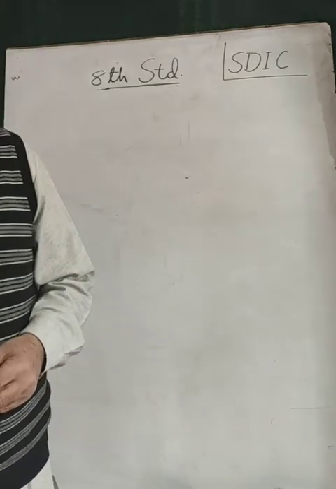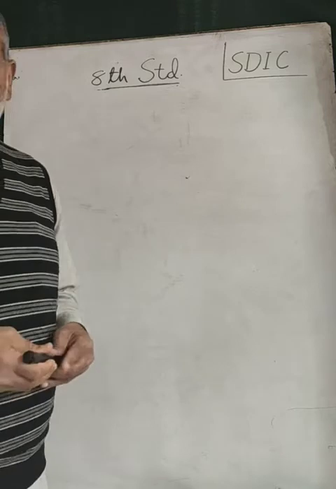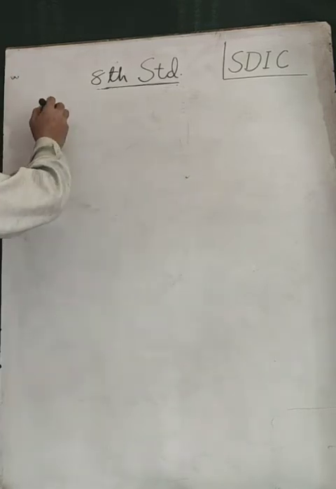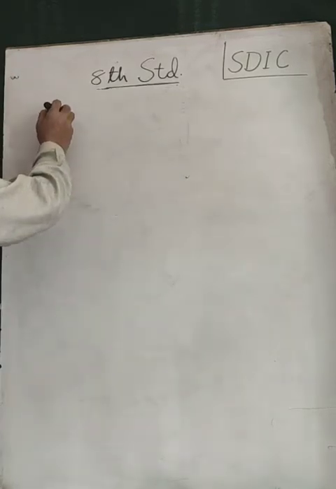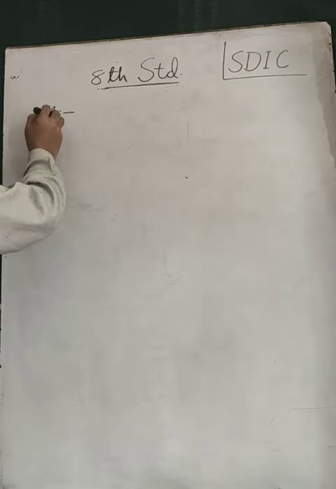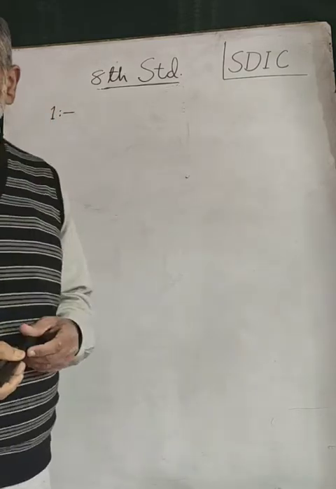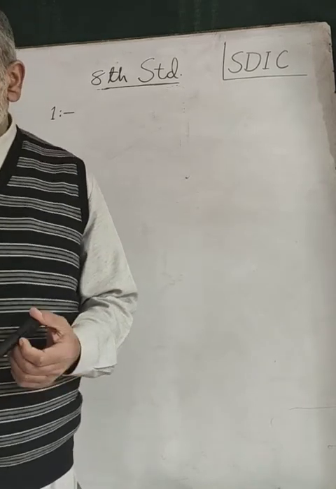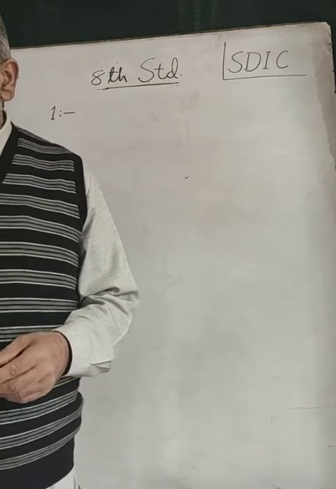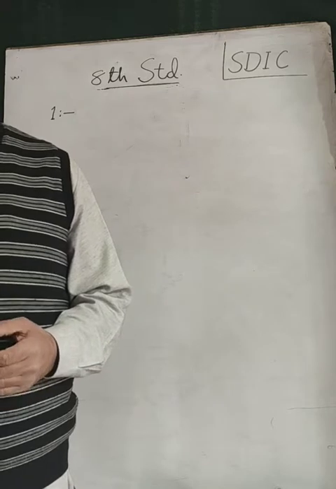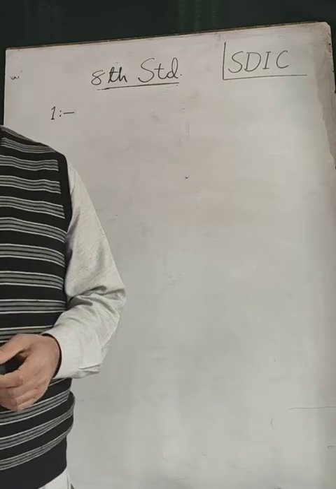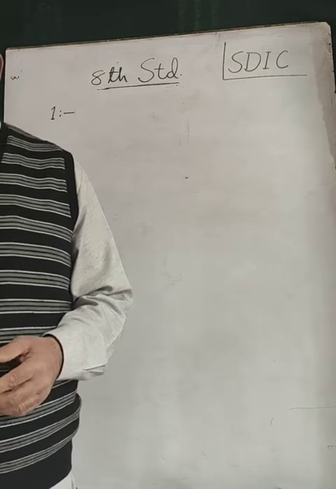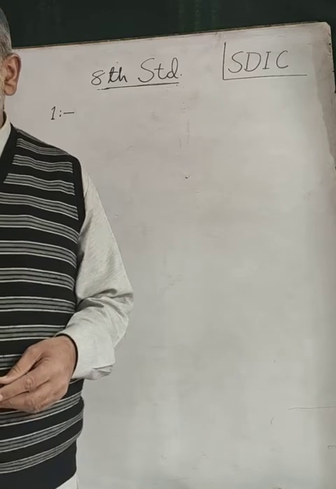Let us begin exercise number 3. We have question number 1 of this exercise. Question 1 of the third exercise. There are 5 parts. We are asked to carry out the multiplication of the expressions in each of the following pairs.